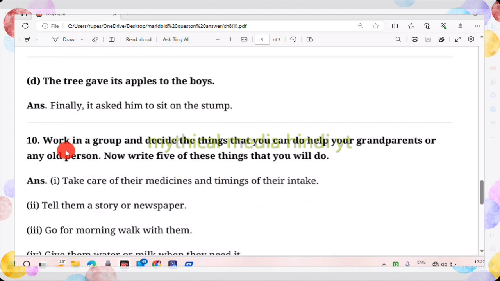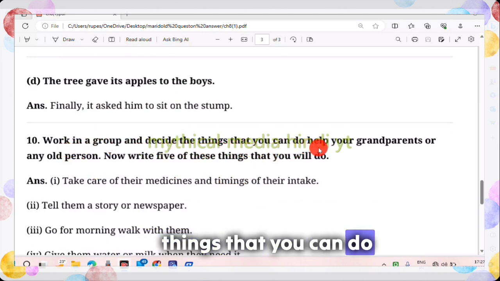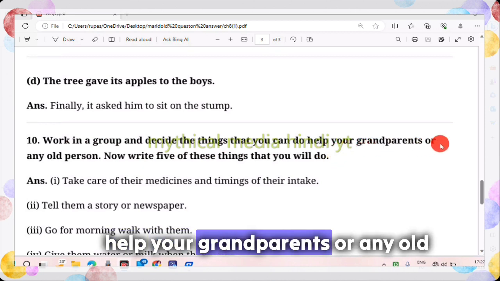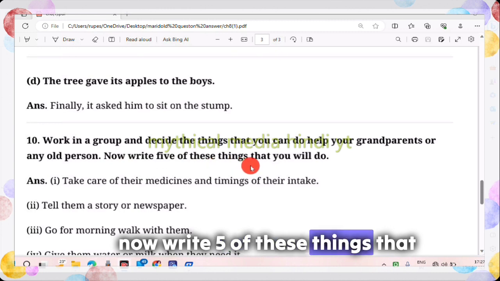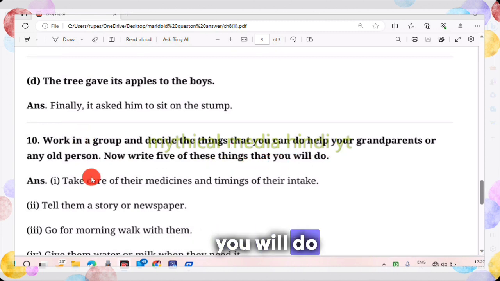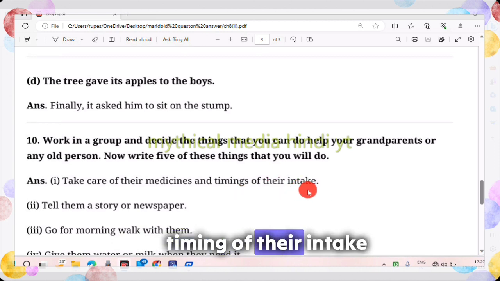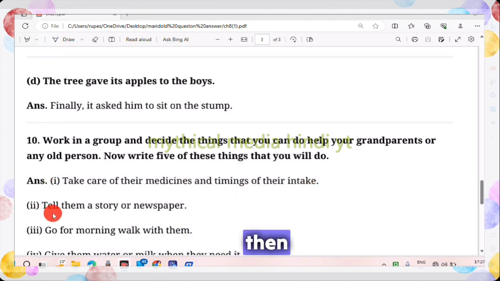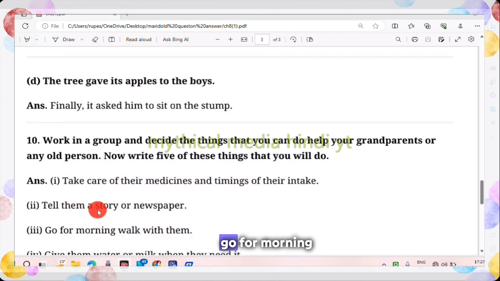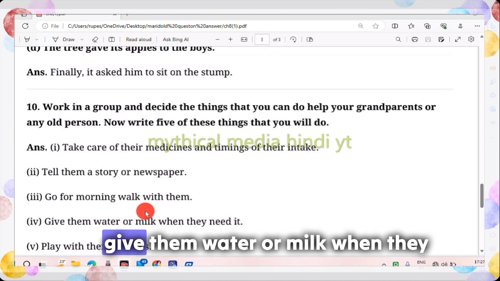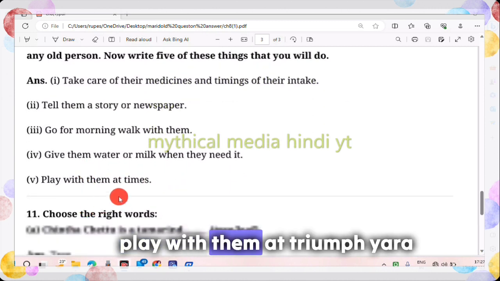Work in a group and decide the things that you can do. Help your grandparents or any old person. Now write 5 of these things that you will do. Take care of their medicine and the timing of their intake. Then tell them a story or read the newspaper. Go for a morning walk with them. Give them water or milk when they need it. Play with them at times.